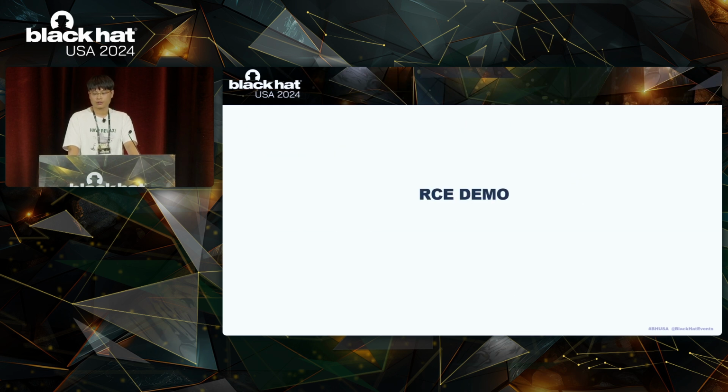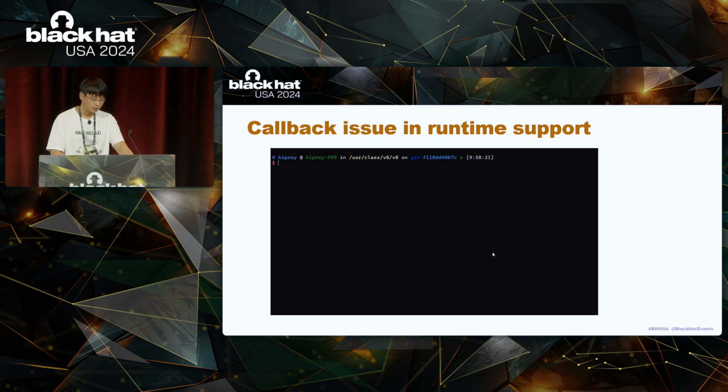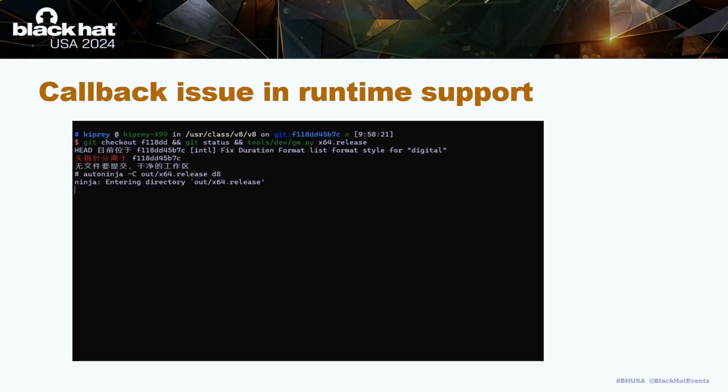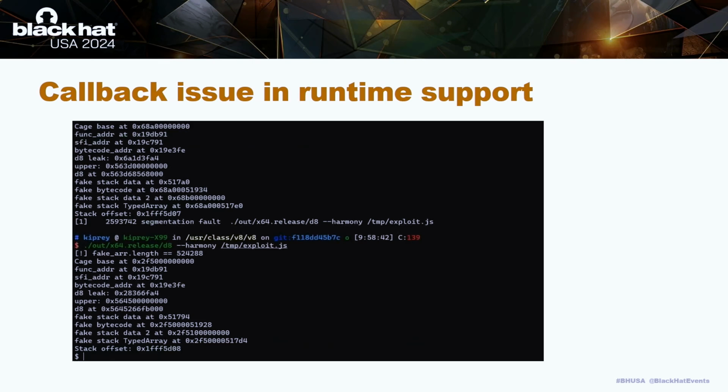In the last section, we will demonstrate two remote code execution demos, and these two are relatively simple. The first one is a callback issue in runtime support, and this is a video. First, we will compile the V8 engine and run the proof of concept multiple times, and then we will get the shell.